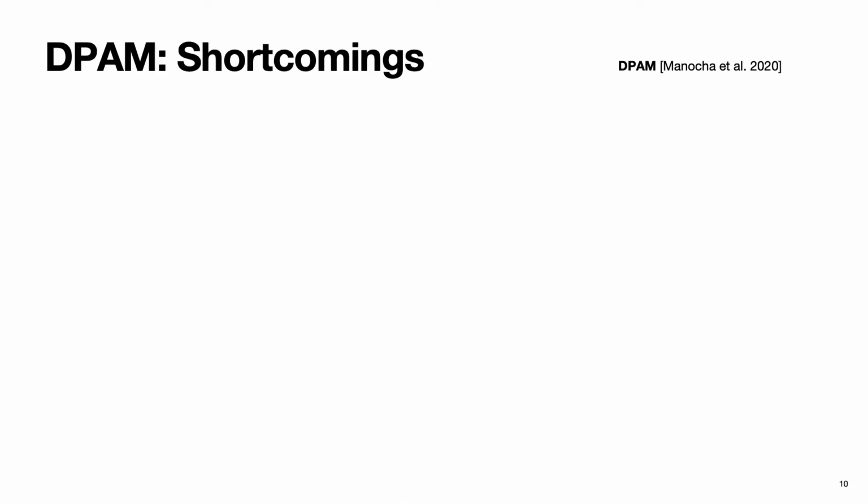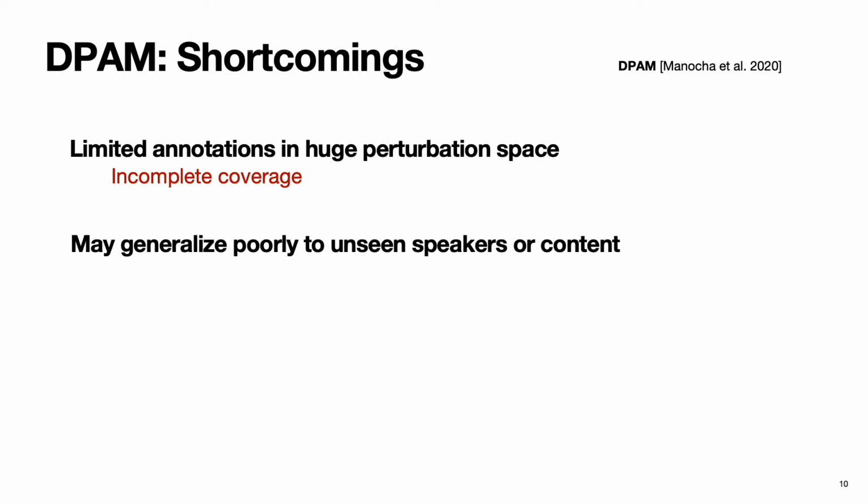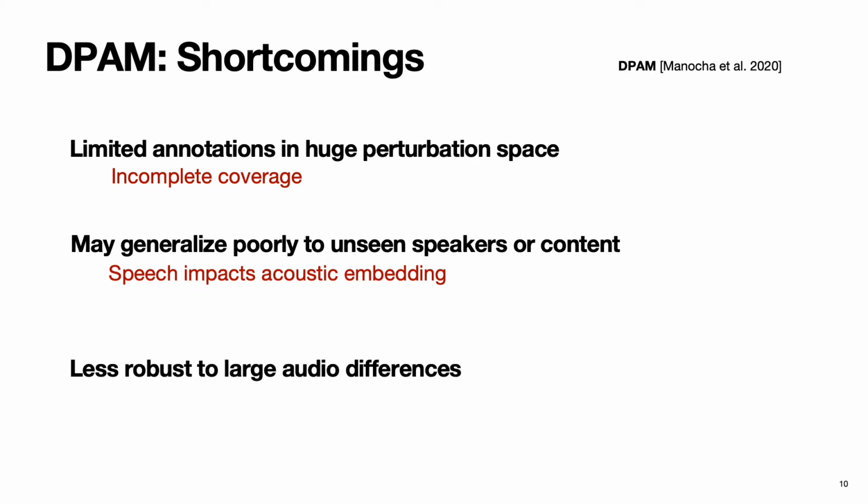However, the DPAM model also has a few shortcomings. The DPAM model suffers from a natural tension between the cost of data acquisition and generalization beyond that data. It requires a large set of human judgments to span the space of perturbations in which it can robustly compare the audio recordings. Moreover, the metric may generalize poorly to unseen speakers or content, since speech also impacts the acoustic embedding. Finally, because all the data is focused near JNDs, it is less likely to be robust to large audio differences.